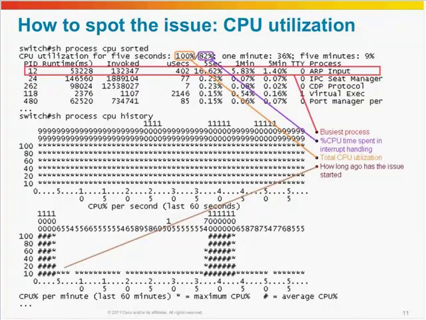So this is an indication of when the problem started and how long the problem existed. Now, as I mentioned in my first slide, if you see a graph like this, a constant CPU utilization of 100% or 80%, that is a problem. However, if you look at the next slide, we see a spike in the CPU. This is probably not a problem. The question is why this is not a problem.